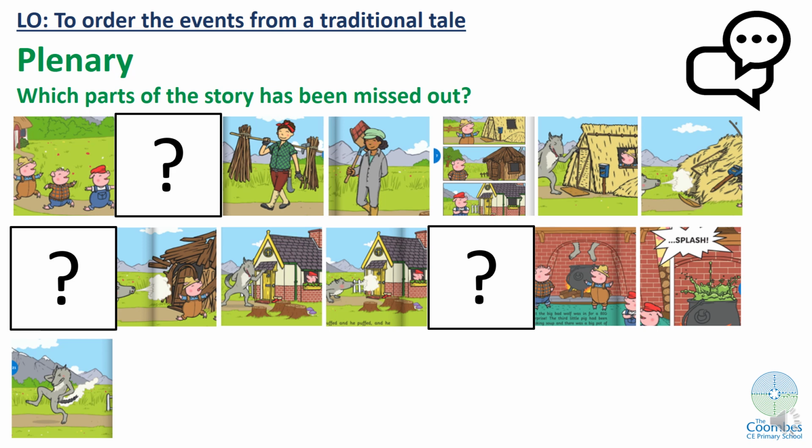Now it is time for the plenary and just to check your learning for today. So I have the pictures from the story of the Three Little Pigs, and 3 parts of the story have been missed out. You need to try and work out what those 3 parts of the story are. So pause the video now and make sure you chat to your grown-ups and tell them which 3 parts of the story have been missed out. Pause the video now.